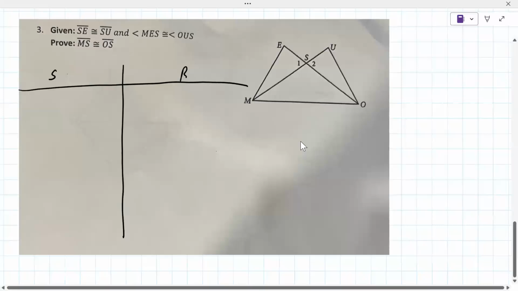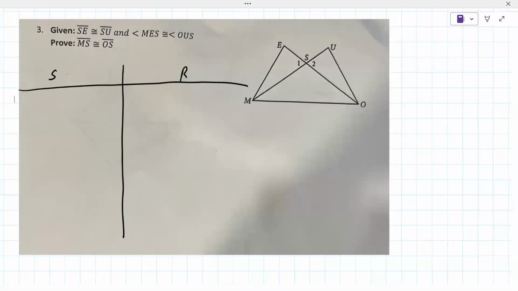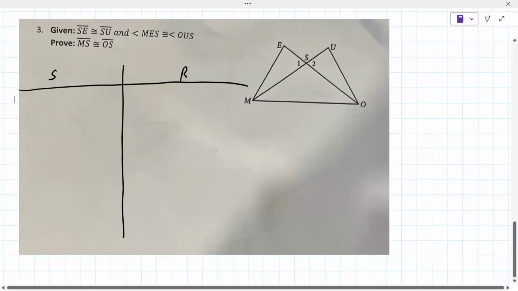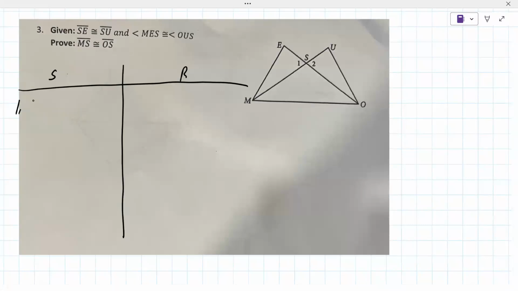So how do you start the proof though? What's the first thing you put down in a proof? You put the given part. So you start with SE congruent to SU, and that's given. It's also good to label it in the drawing as you go. Angle MES is congruent to angle OUS. So this top one is congruent to that top one.